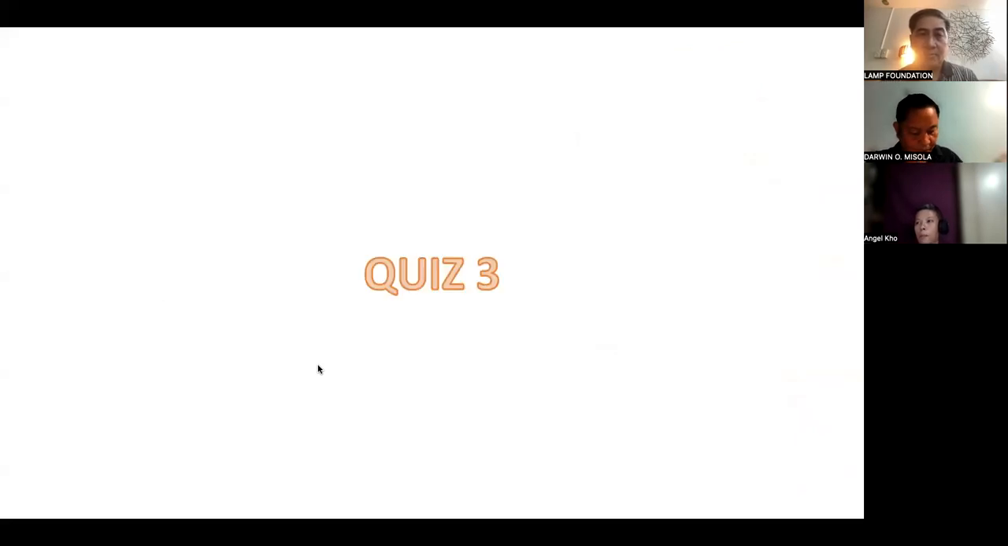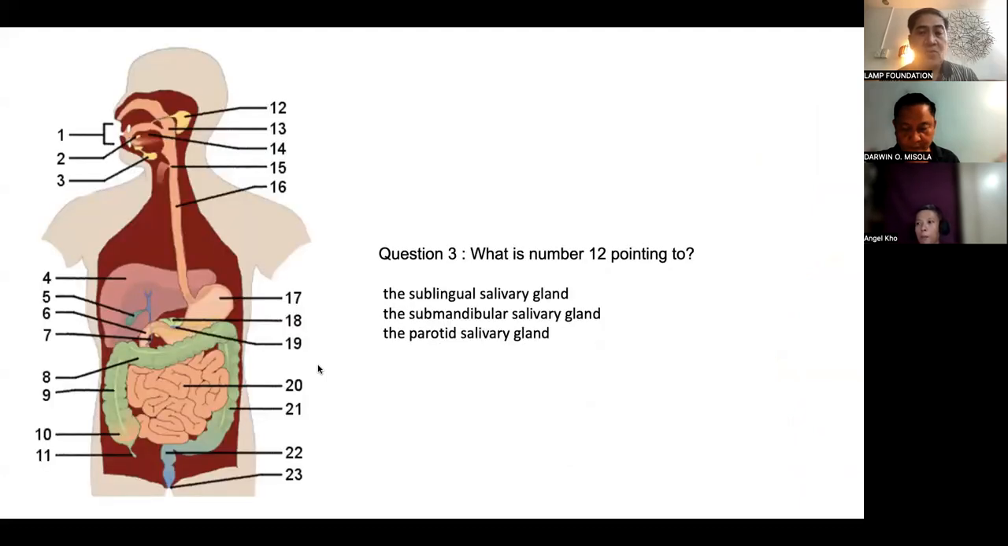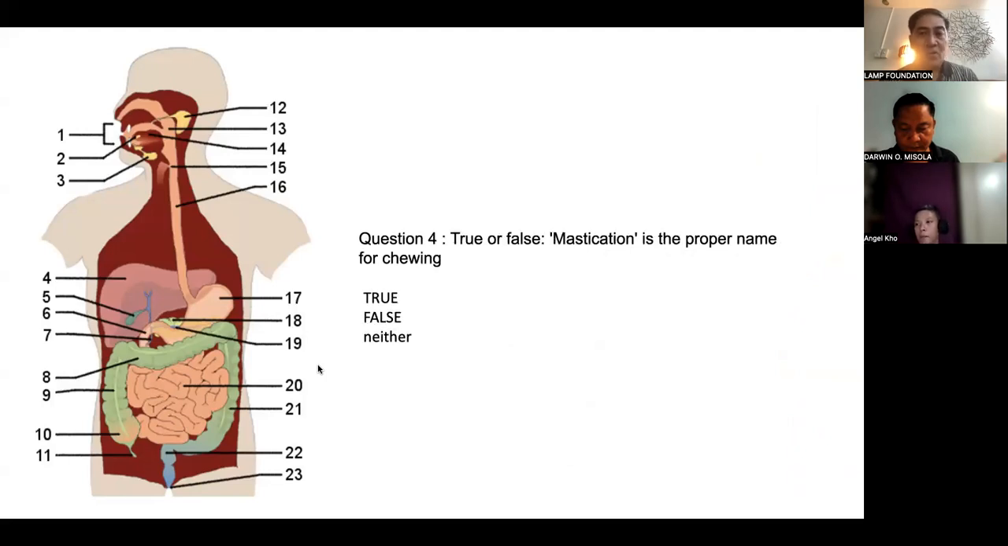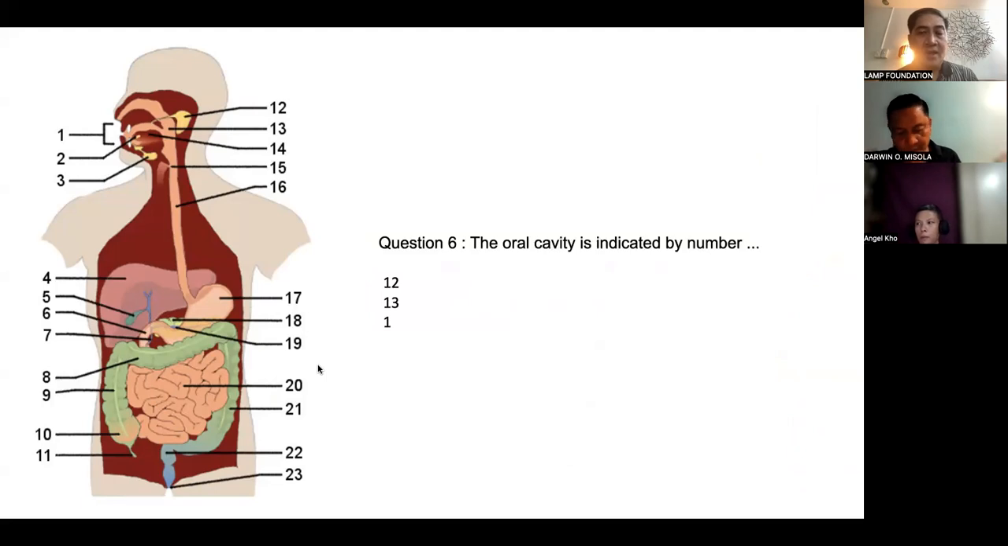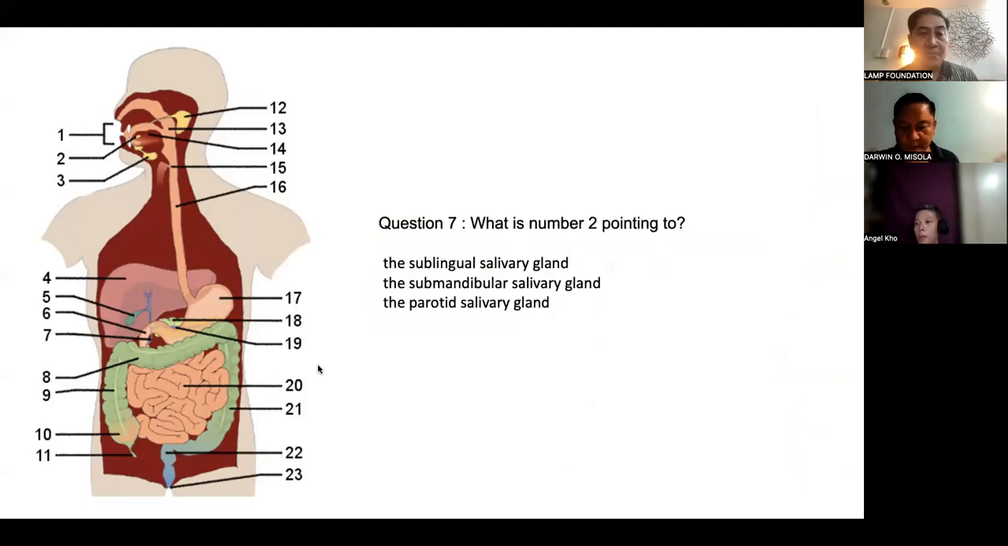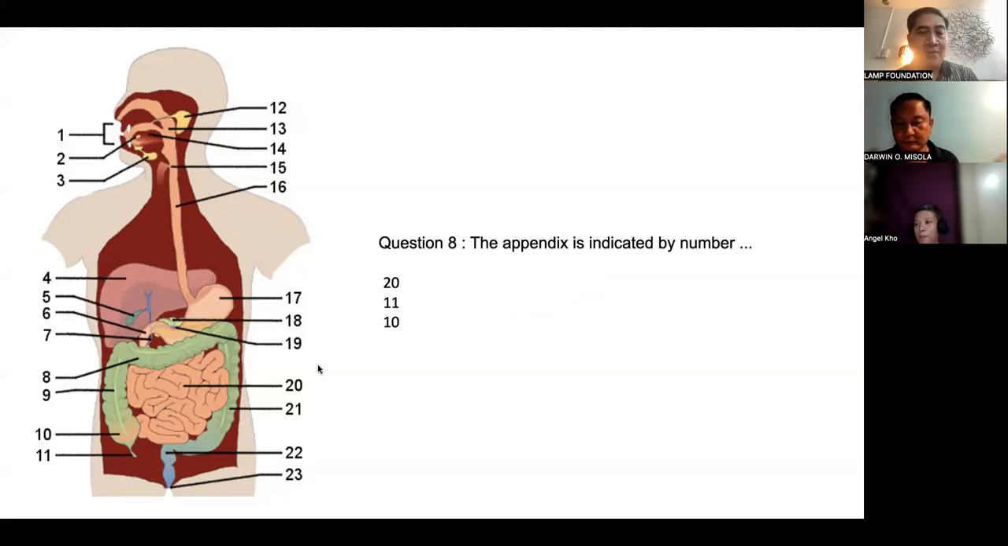Which number indicates the rectum? Number 22 po. What is number 14 pointing to? The tongue po. Now, 95% of absorption of nutrients occurs in the small intestine po. What is number 12 pointing to? The parotid salivary gland po. True or false? Mastication is the proper name for chewing. True po. What is number 10 pointing to? The cecum. The oral cavity is indicated by number 1 po. What is number 2 pointing to? The sublingual salivary gland.